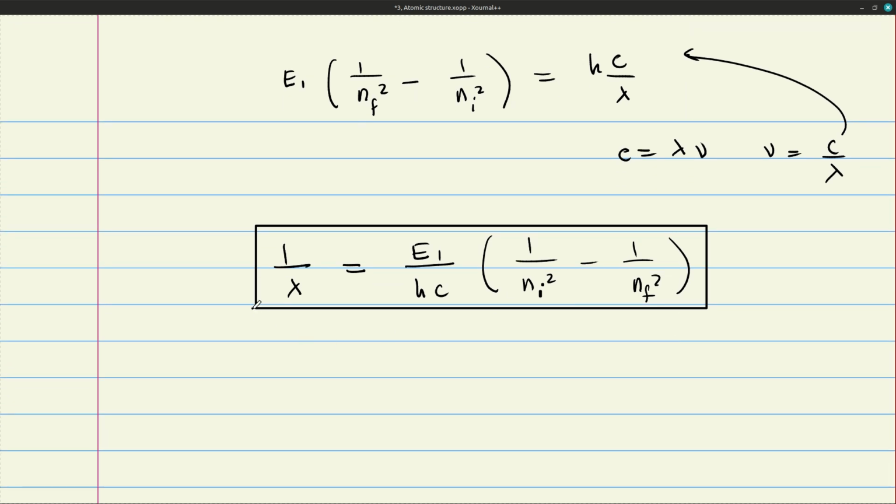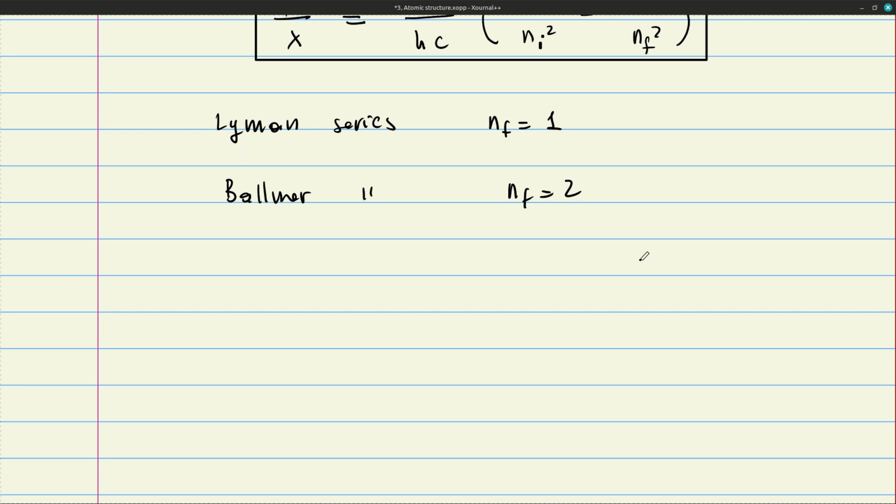And here, for example, the Lyman series can be obtained for N final equal to 1. You are going to the lowest orbit, and you can obtain the Balmer series for N final equal to 2, and so on. You can obtain all these series by just choosing N final, and initial is going to be 1 higher, 2 higher, 3 higher, and so on.